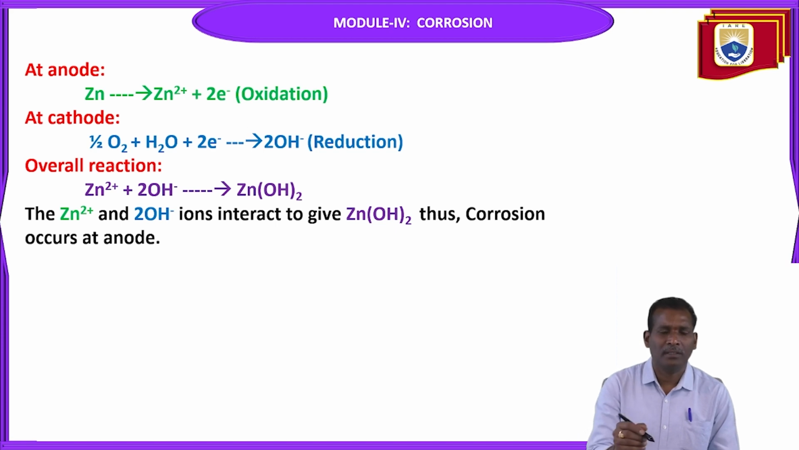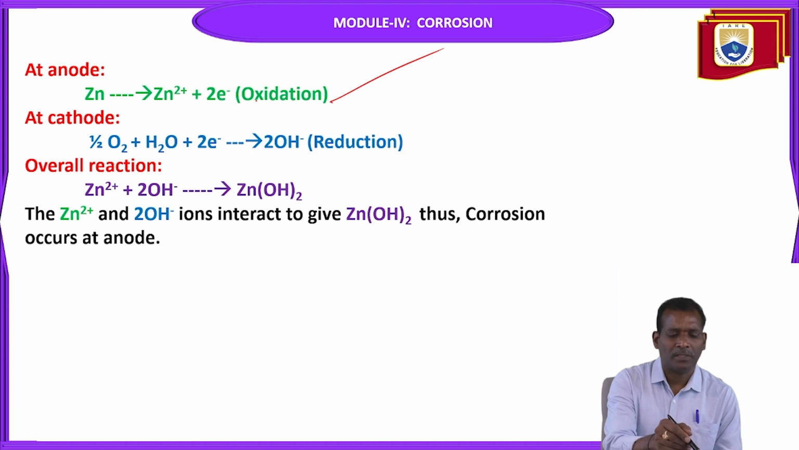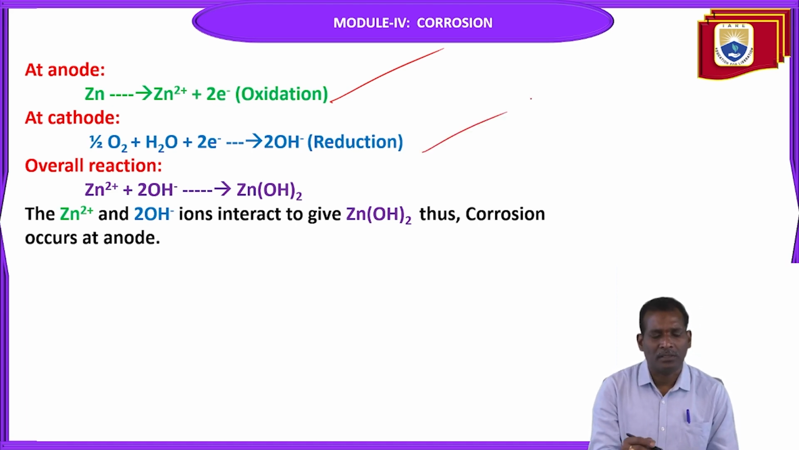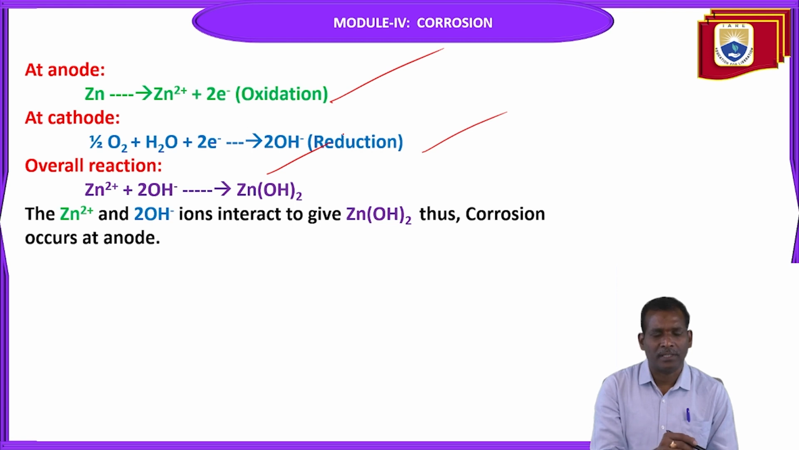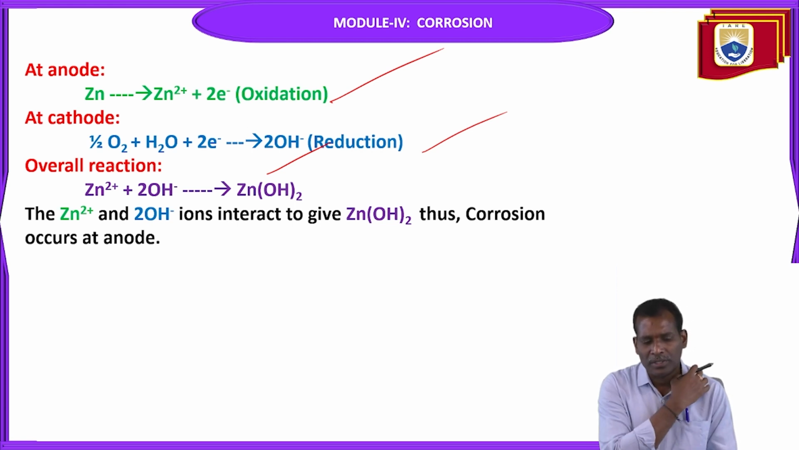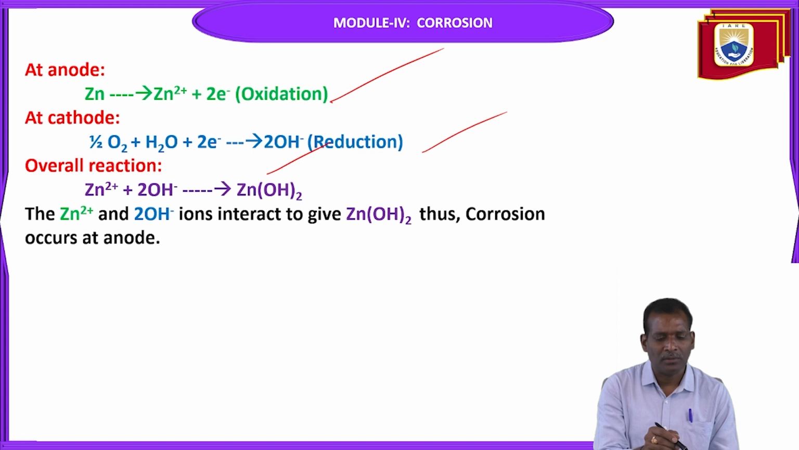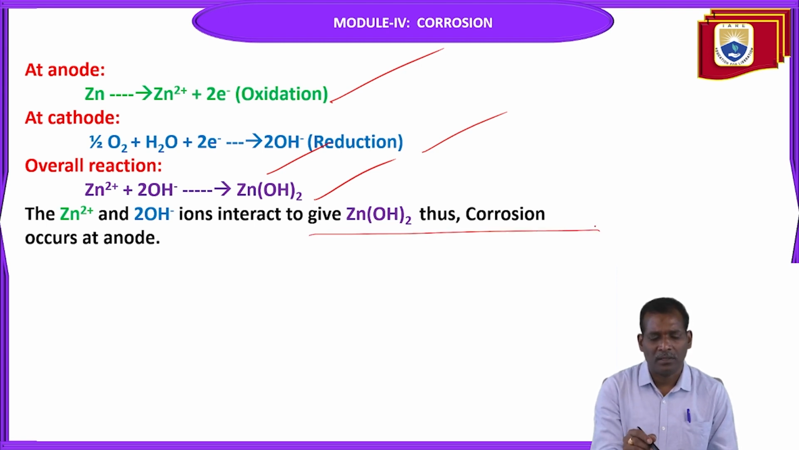At the anode, the reaction is Zn giving Zn2+ plus 2 electrons, oxidation. At the cathode, half O2 plus H2O plus 2 electrons gives 2OH-, reduction. So you can write the overall reaction like this. The Zn2+ and OH- ions interact to give zinc hydroxide, thus corrosion occurs at the anode.